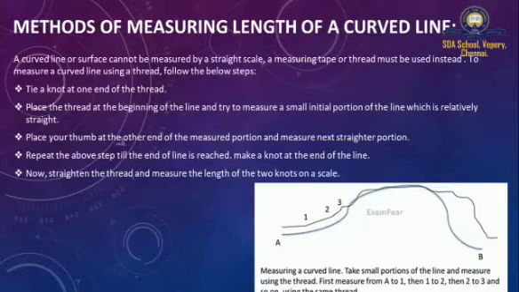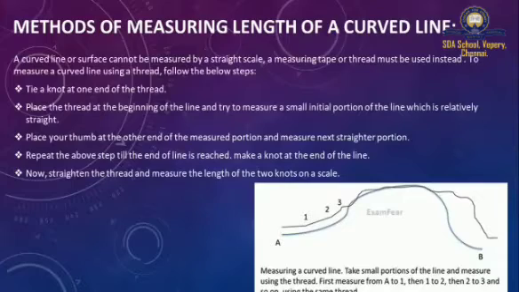Can you understand? So you're going to place the thread at the beginning of the line and you're going to try to measure a small portion of the straight line. Okay, so next place your thumb at the other end of the measured portion and measure the next straight portion. You're going to repeat the above steps till the end of the line is reached, and you're going to make a knot again at the end of the line. Now we are going to remove the thread and you're going to measure the length between the knots by using a scale. I'll just repeat it once again.